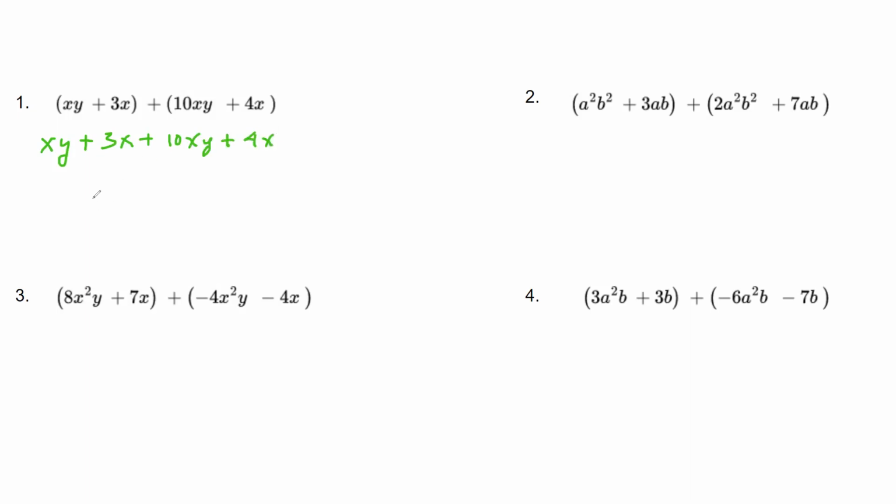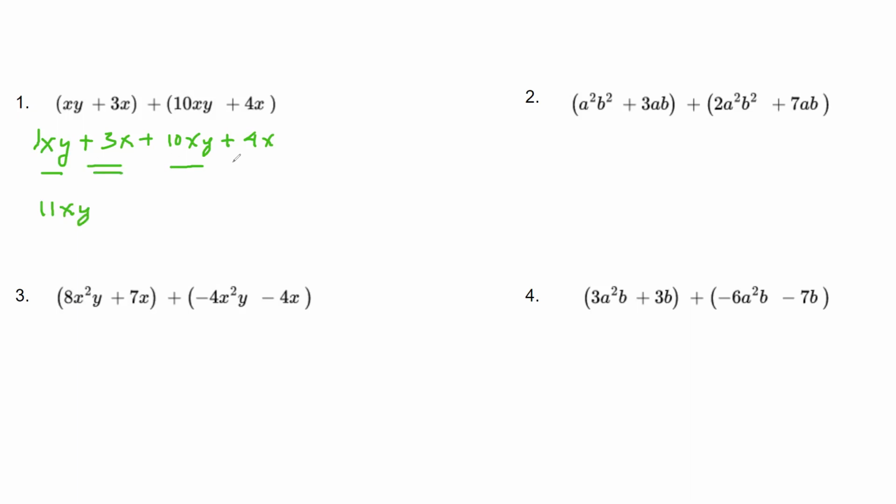Then we want to identify our like terms. We have an XY term here and an XY term here. So this is plus 1XY and this is plus 10XY. If you want to take a little bit of a shortcut, you could immediately combine those like terms. Now that you've identified them, 1 plus 10 would be 11XY. Then we move on to our next like term.